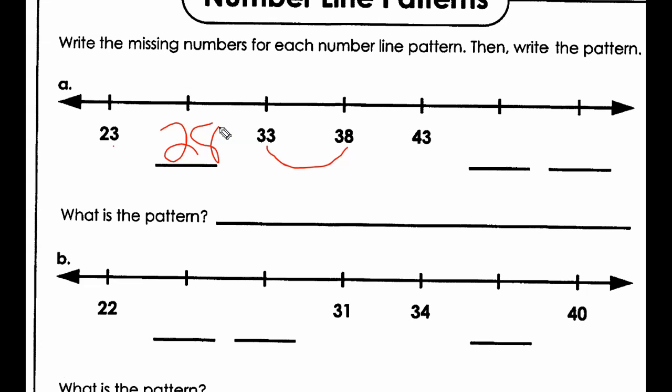Oh, look at the pattern. 3, 8, 3, 8, 3. What's the next one? 8, right? 48. Plus 5 more, I get 53. Good. So in this case, what is the pattern? I'm adding how much each time? 5.